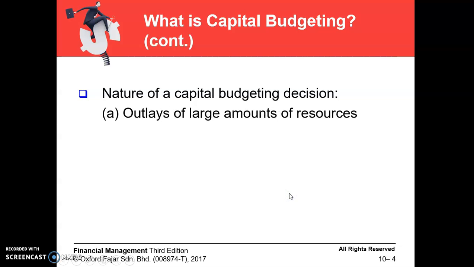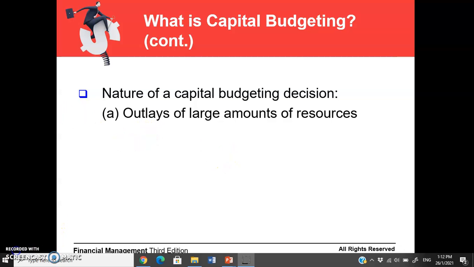The nature of capital budgeting decisions has three characteristics. First, outlays of a large amount of resources. This means that when you do capital budgeting, you incur a very large amount of funds. So if the investment decision turns out to be a mistake, it will badly affect your company.